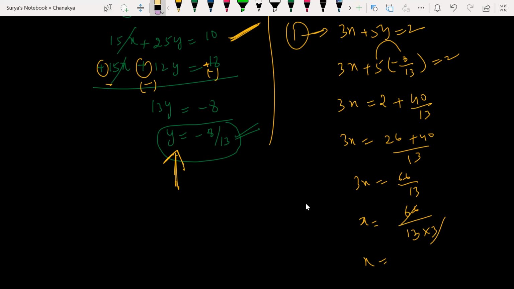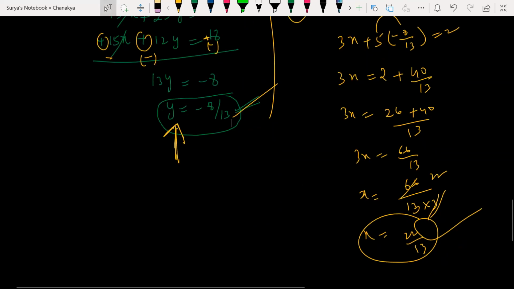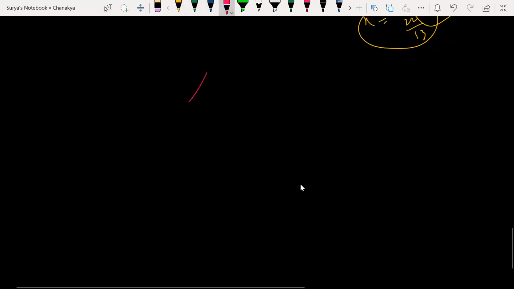Very simple. Yes or no? Yes, sir. So this is my x value, this is my y value. That's how we can solve it. Very simple. Now let us solve the question that you were asking about.